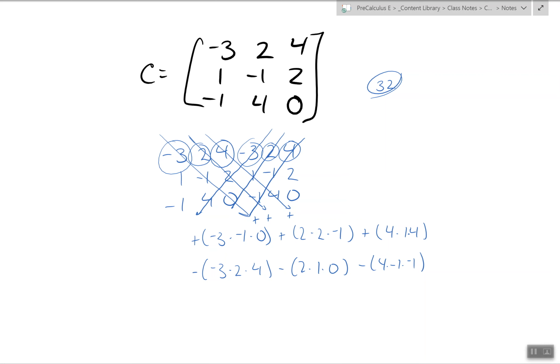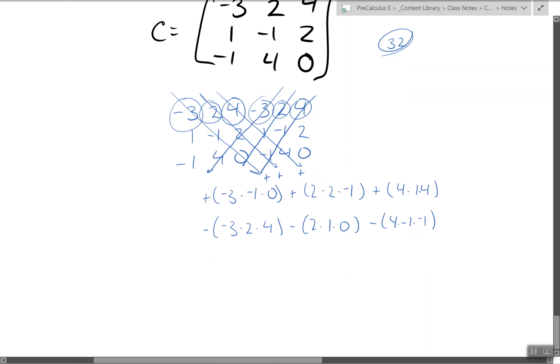So the first 3 we did are positive, the second 3 we did are negative. So let's take a look and see what we get when we multiply all this out and add it together. This first set of products is going to be a 0 because there's a 0 there. The second set of products, so plus 2 times 2 times -1, that is -4. And then this third set of products, it's 4 times 1 times 4, so 16.